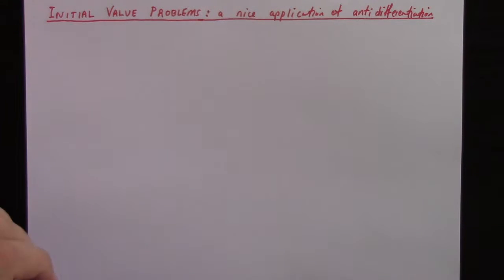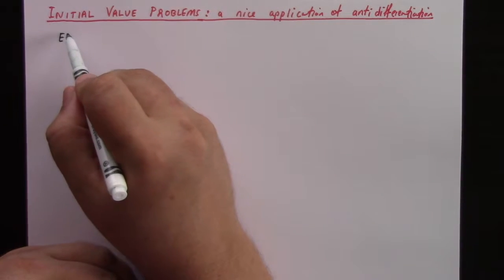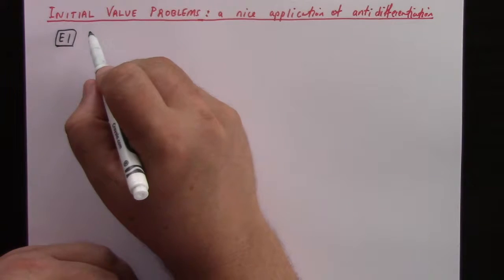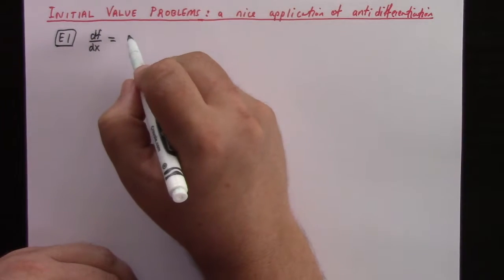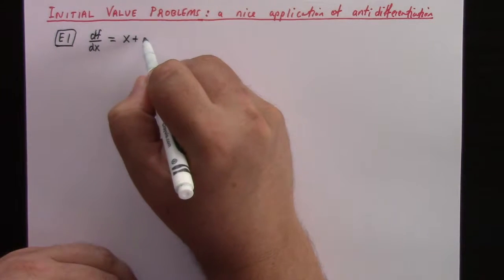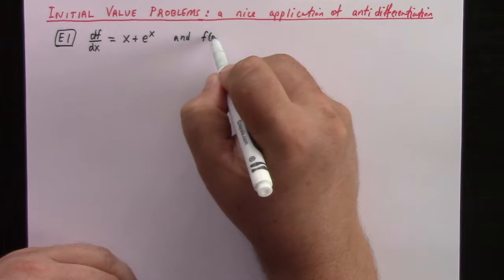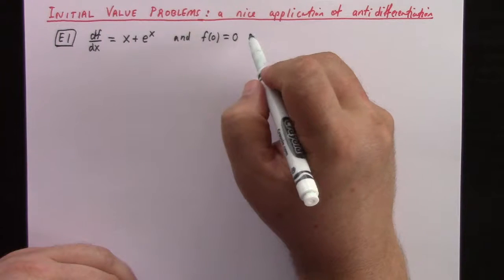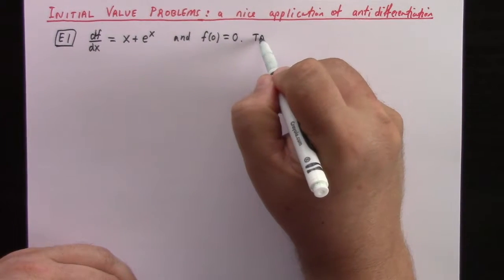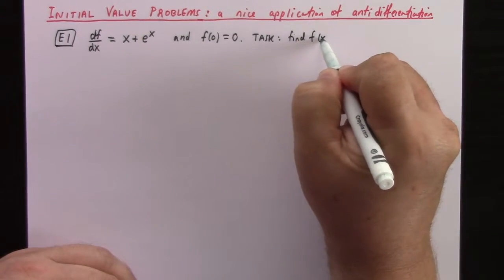Alright, let's look at initial value problems here for a bit. Basically, this is a nice application of antidifferentiation. Let's just proceed by example. Suppose you know the derivative of some unknown function f is equal to x plus e to the x, and suppose we also know that the value of the function at 0 is equal to 0. Our task is to find f of x.